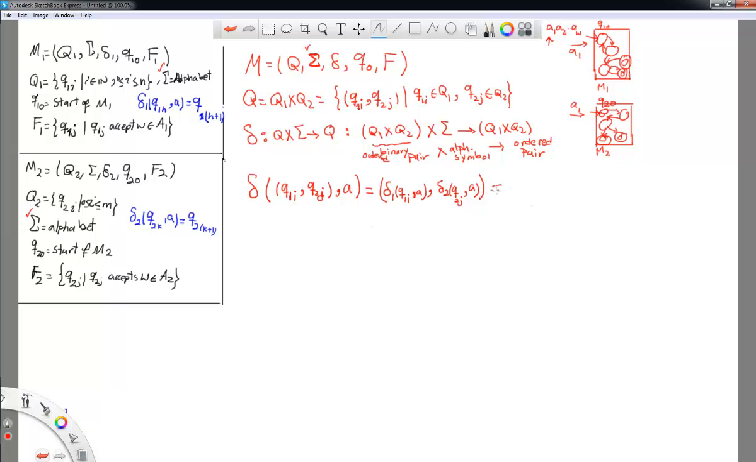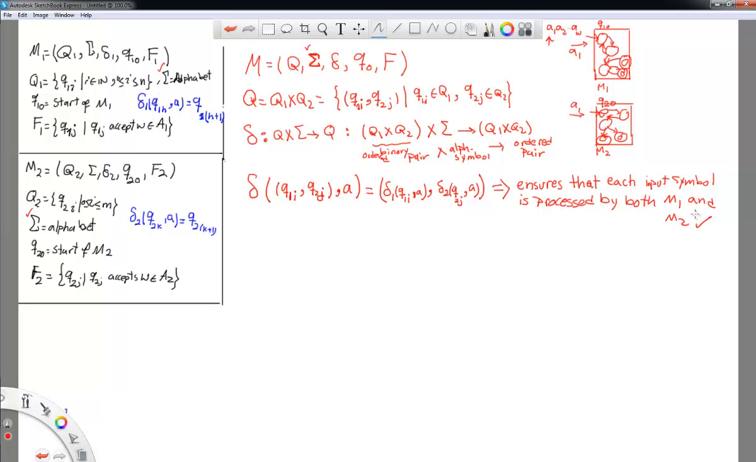This ensures that each input symbol is going to be processed by both M sub 1 and M sub 2.